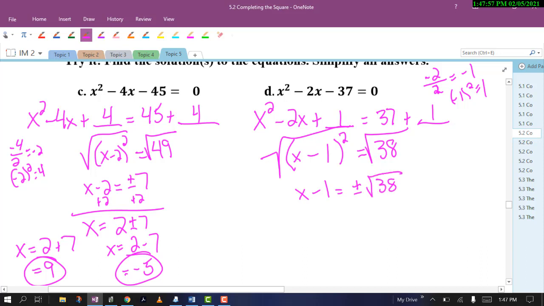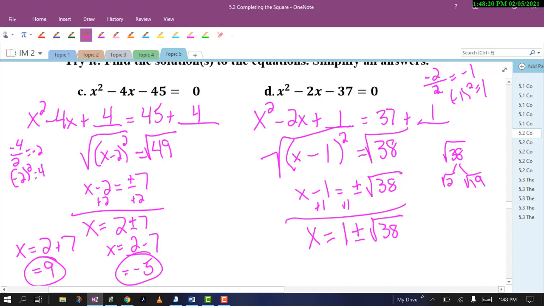Can we factor the square root of 38? Well, let's see. I know it's even, so I can take out a 2, and I'm left with 19. 19's prime, 2's prime, can't go any farther. You can't simplify the square root of 38. Now we just add 1, and x equals 1 plus or minus square root of 38. You can write them separately, but I prefer to write them together.